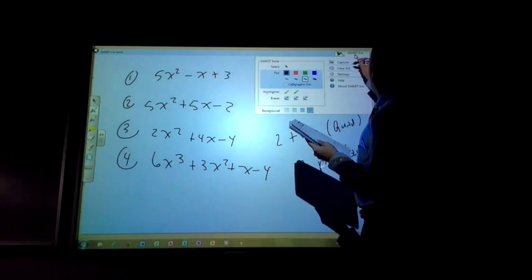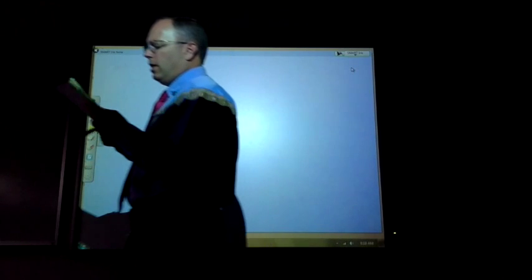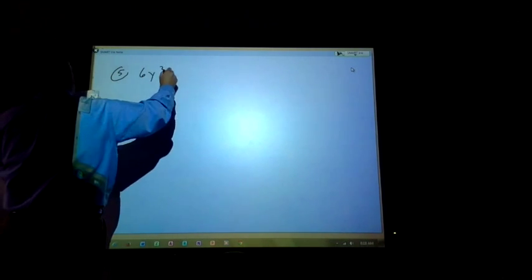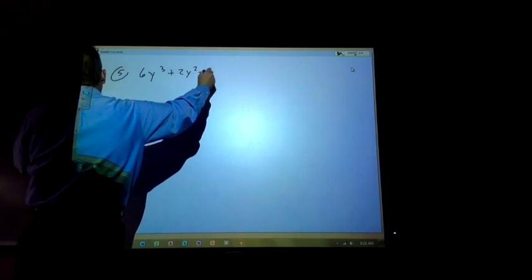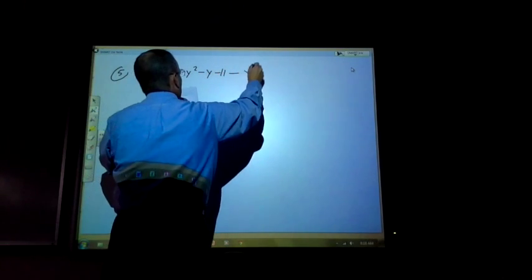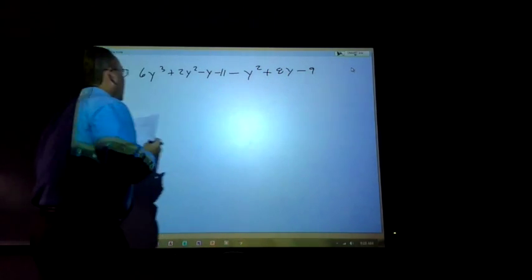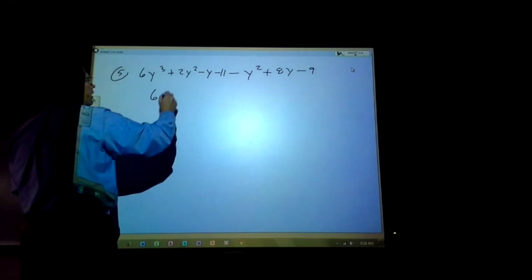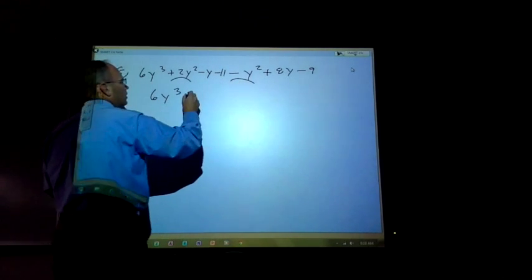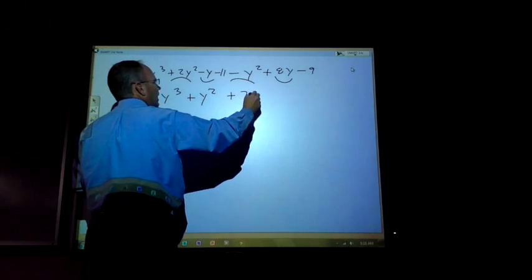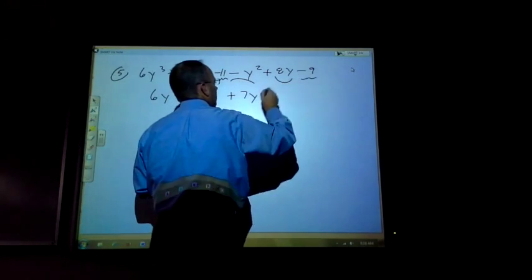All right, so 5, 6, 7, and 8. I'm going to write them without the parentheses. I will have distributed the negative. So problem number 5, drop the first set of parentheses, and then distribute the negative. So that changes all the signs. So you get 6y to the third, and then you combine those, that gives me plus y squared, and that gives me plus 7y, and that gives me negative 20.